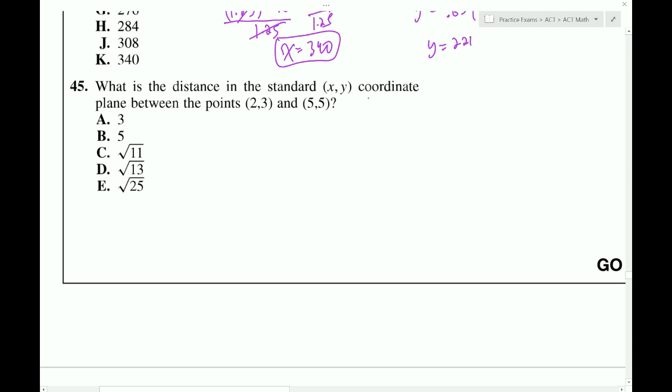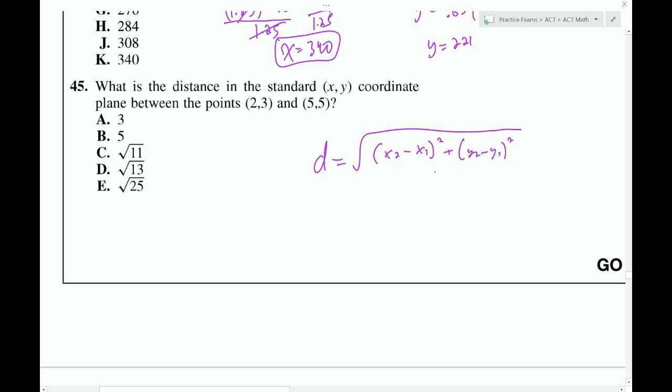What is the distance in the standard xy coordinate plane between the points 2, 3, and 5, 5? Okay. So, the typical formula for distance is really, really ugly. It looks like this, okay? And the problem with this formula is that, whoops, x2, yeah, y2 minus y1 squared.